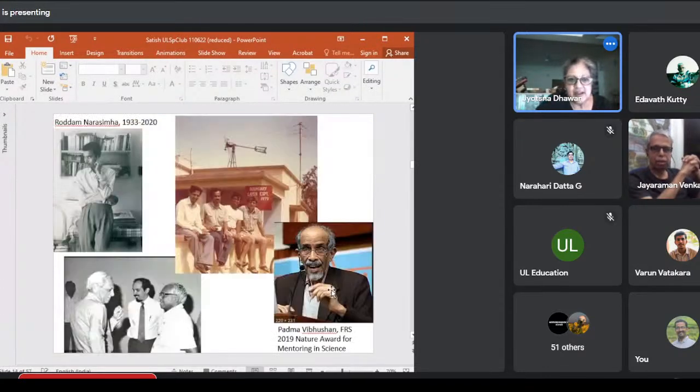Now, here I'm showing you pictures of Roddam Narasimha, who also passed away very recently, a couple of years ago. He was also a student of Satish's, and I also doubt whether in the early days, sitting at the boundary layer experiment on this wall, Narasimha would have ever imagined that he would be remembered for a wide variety of scientific programs from cloud dynamics to indigenous commercial aircraft. And he was remembered for his study of Indian systems of knowledge and honored as one of the foremost mentors of his generation.